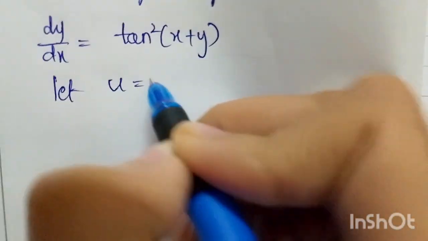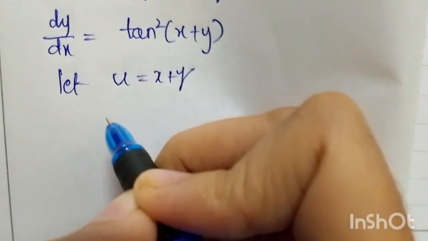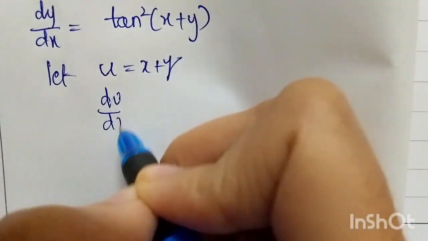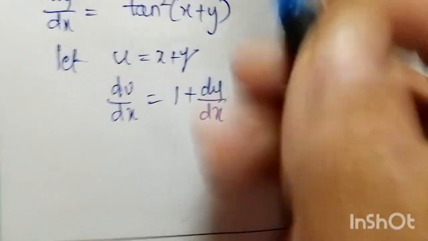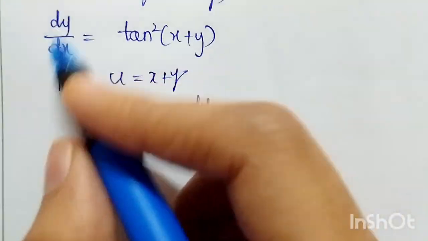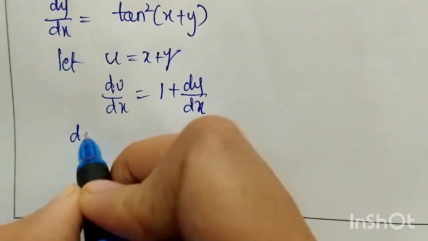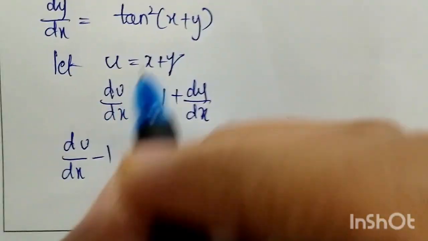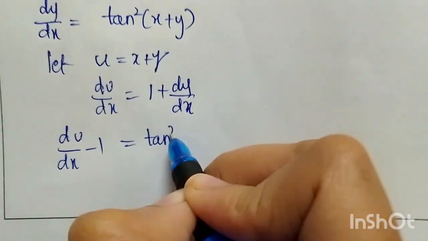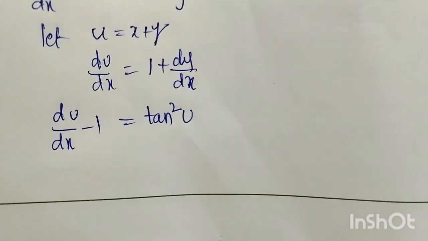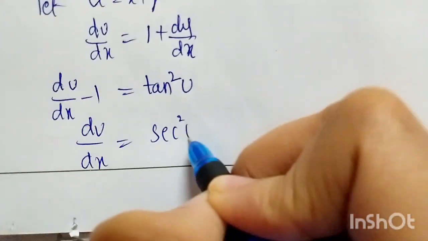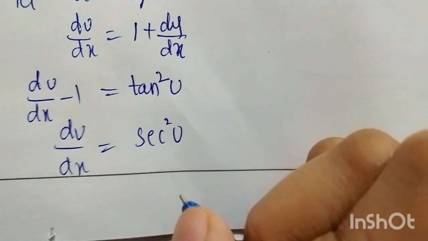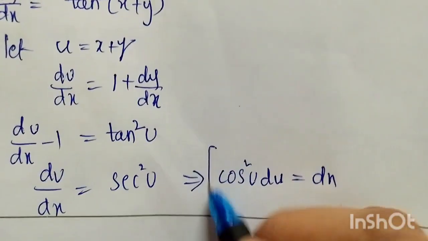Let u be equal to x plus y. Then I will find the differentiation: du by dx is equal to 1 plus dy by dx. Now I will substitute. So dy by dx is du by dx minus 1, which is equal to tan square u. I want du on that side. So du by dx will be secant square u, because tan square u plus 1 is secant square u. Now I will apply integration.